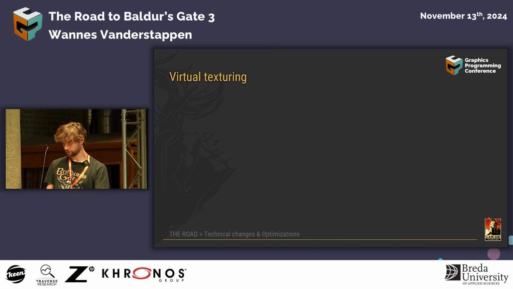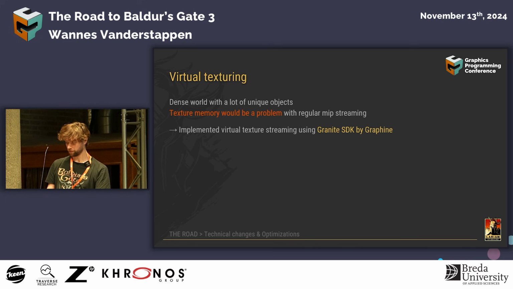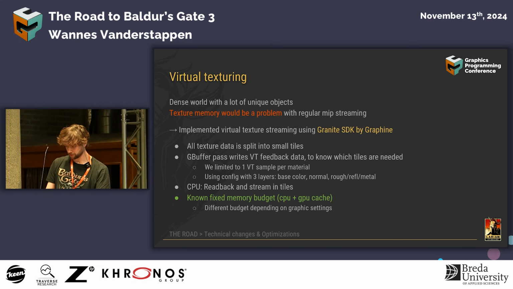Virtual texturing was also something that I mentioned. We use a dense world with a lot of unique objects, so texture memory would have been a problem with regular MIP streaming. So we implemented virtual texture streaming using Granite SDK by Graphene, which is now part of Unity. All texture data is split into small tiles, basically. The gbuffer writes VT feedback data to know which tiles are needed.